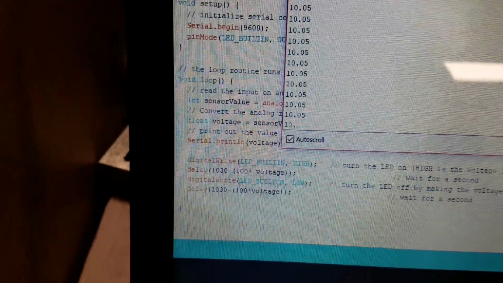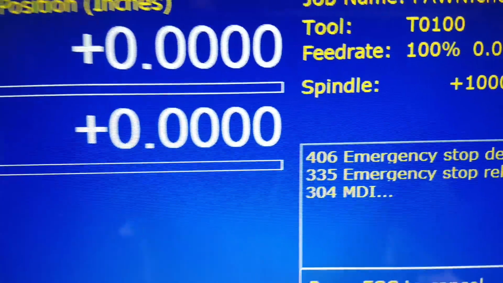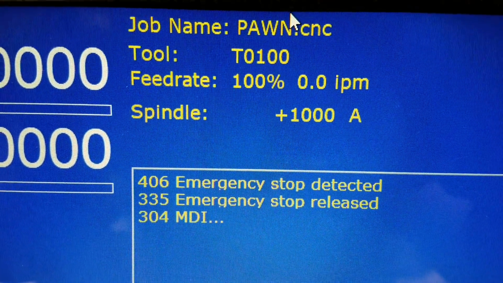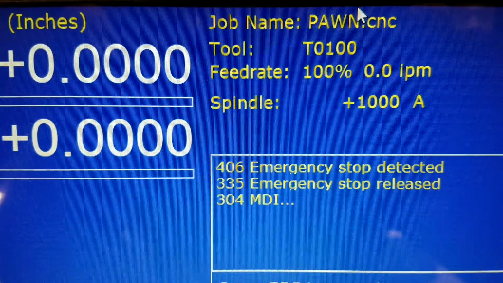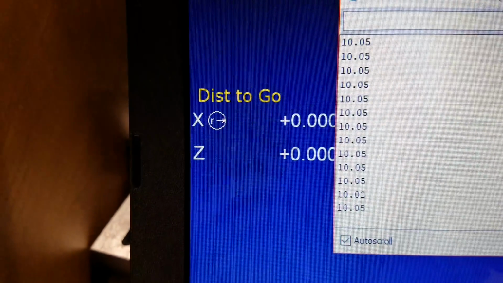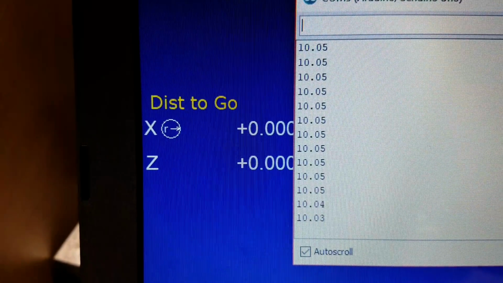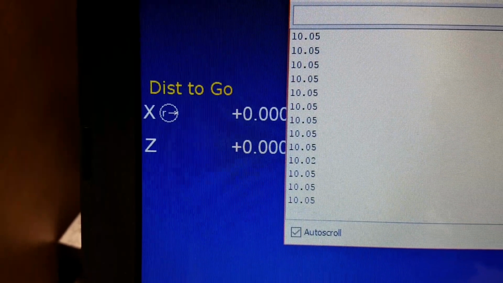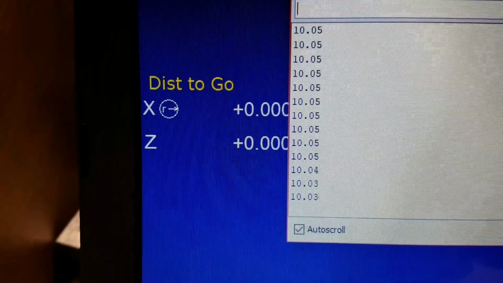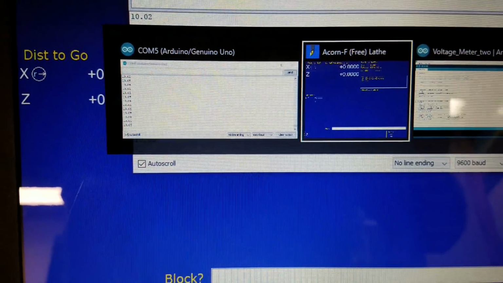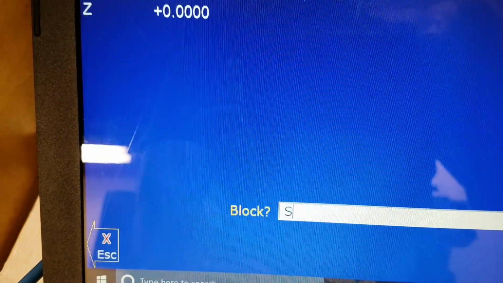So right now, just to keep it simple, I told CNC12 that my maximum spindle speed is 1000 RPM, and it's currently seeing a command of 1000 RPM. And right now, what the Arduino is telling me is that the Centroid Acorn board is outputting 10.05 volts, which is what I measured it to be with my multimeter. At maximum RPM, the Acorn's outputting 10.05 volts. If we go back to the Centroid software, and we just give it a command.